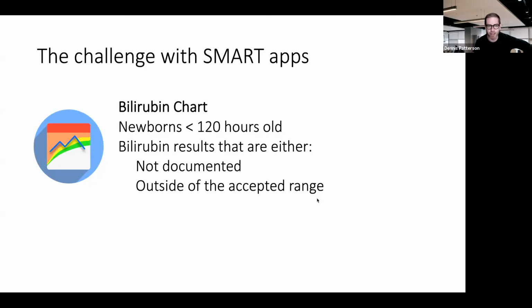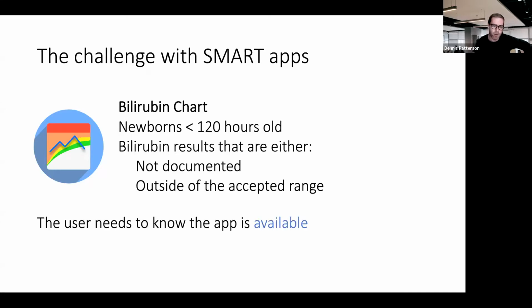So let's start with an inherent challenge that comes with smart apps. We'll take this example of a bilirubin chart app. It's applicable for newborns who are less than 120 hours old when their bilirubin results are either not documented or outside of the accepted range. A provider that's going to make use of this app for treating such a newborn first needs to know that this app is available in their system. They need to know that the place where they are practicing medicine has this app available. They purchased it and they've configured it to be useful to them.